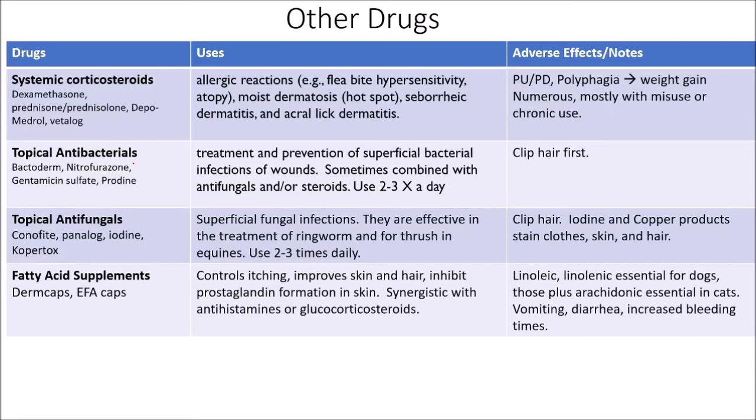Some topical antibacterials like Bactoderm, nitrofurazone, gentamicin, Prodein, those help with the treatment and prevention of superficial bacterial infections and wounds, sometimes combined with antifungals or steroids, and usually you have to use that 2 to 3 times a day.